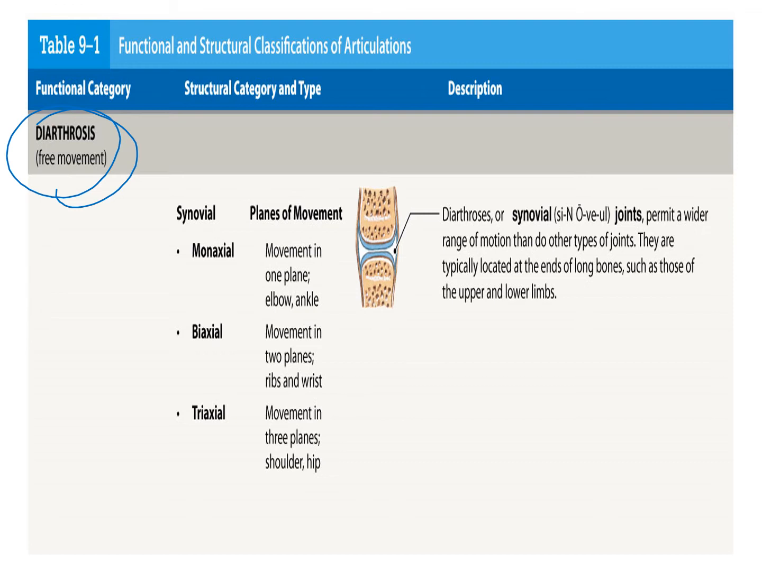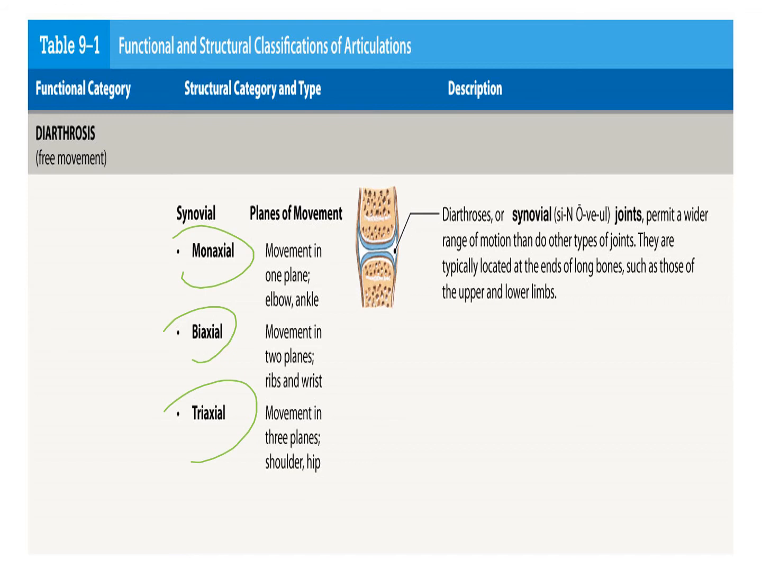So synovial joints are broken down into three categories: monoaxial, biaxial, and triaxial. So monoaxial means they move within one plane. So the elbow does flexion and extension. The ankle does dorsiflexion and plantar flexion. So those are coming up toward the ceiling and pointing down toward the floor. So that's movement in one direction.